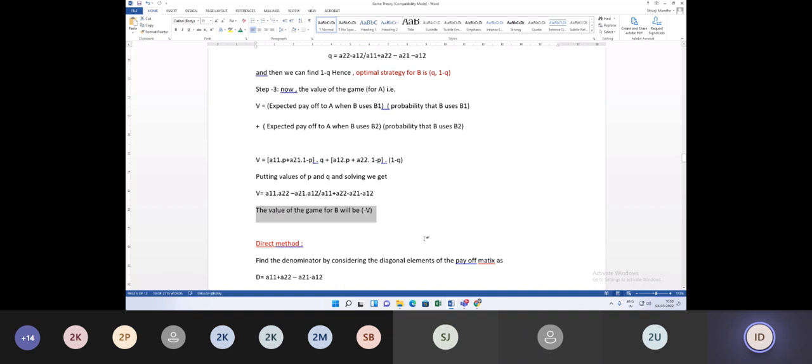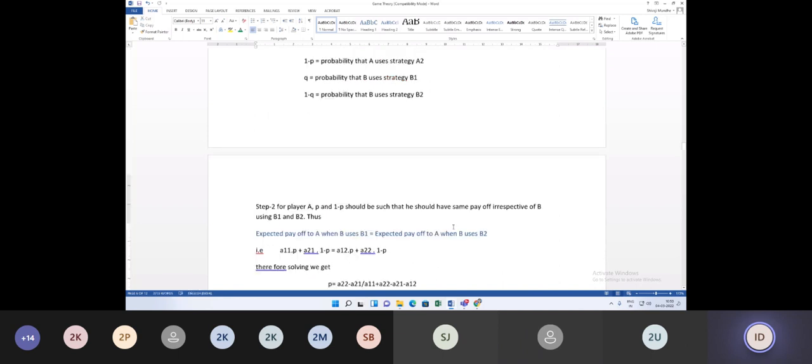I'll show you here. The diagonal elements are those where the row position is equal to the column position. So A11 is a diagonal element and A22 is a diagonal element. That means R is equal to C; if row position is equal to column position, then it is called a diagonal element. So these are the diagonal elements A11 and A22.